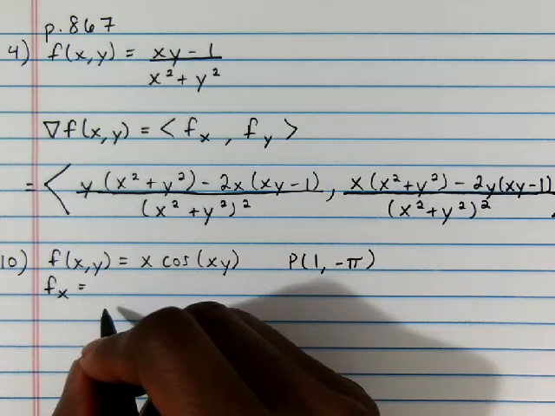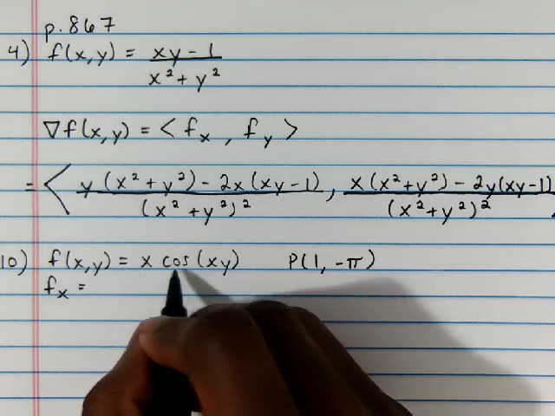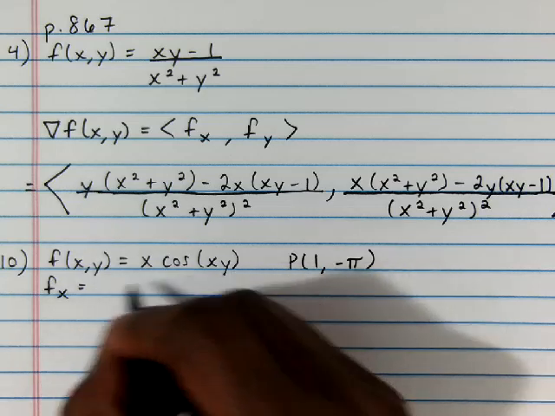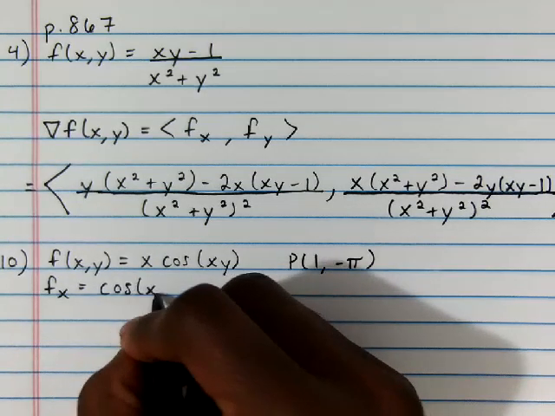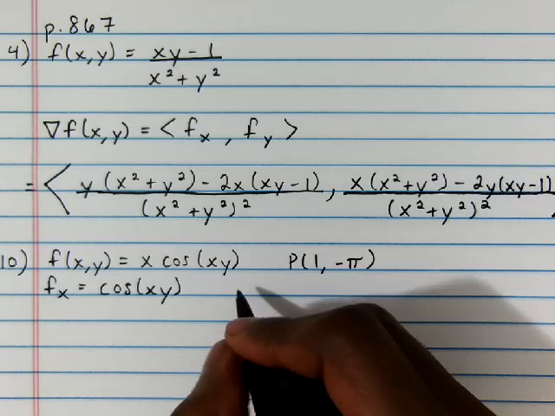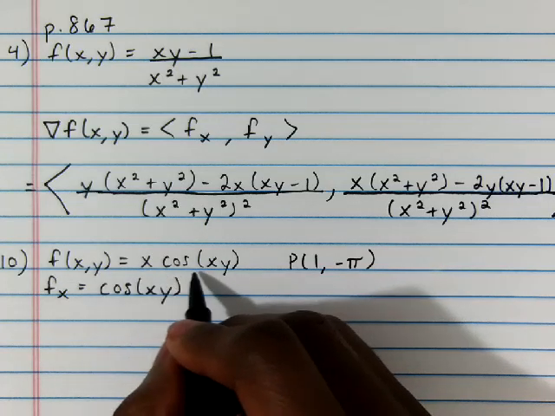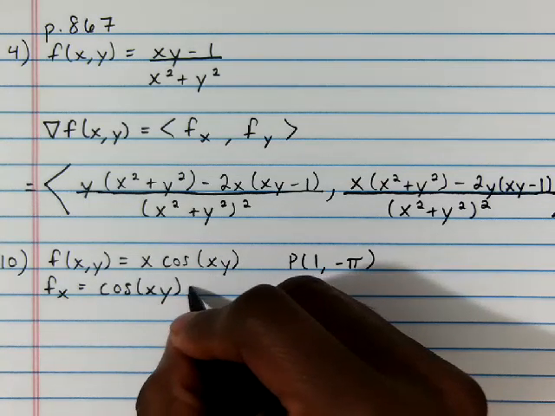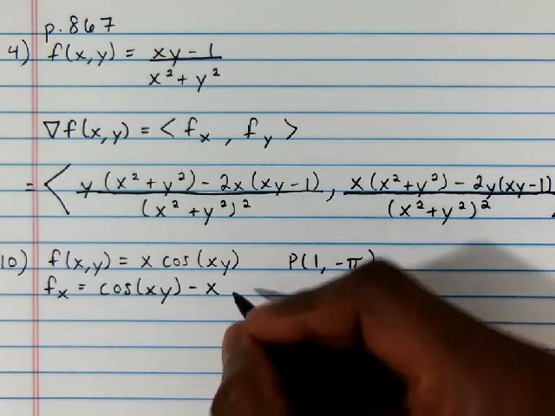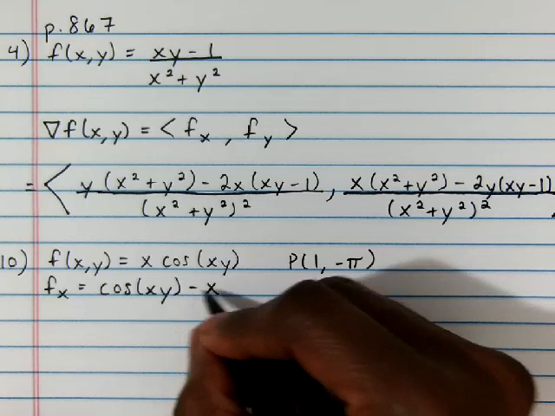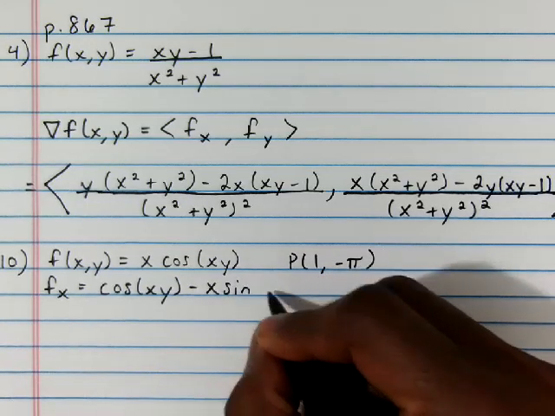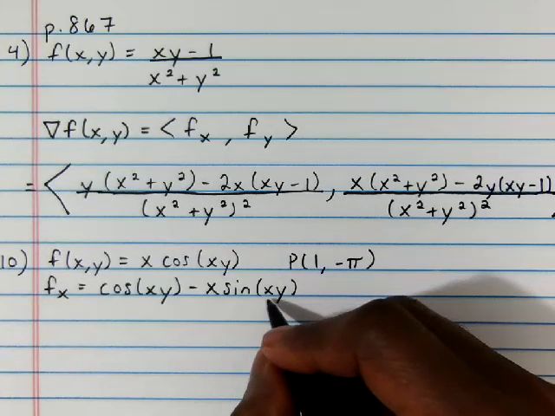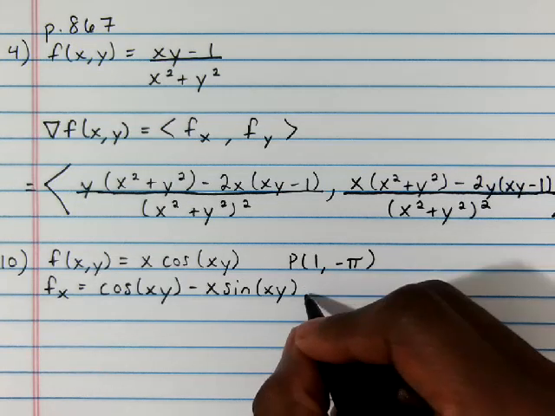So the partial of f with respect to x, here we have a function of x times another function of x. So the derivative of this with respect to x is 1 times that stays the same, which just gives us cosine of xy, then plus this part stays the same, and then the derivative of this with respect to x. So we're going to have minus x there, because the derivative of cosine is negative sine of xy, and then times the derivative of the inside with respect to x, which is just y. We're going to have another y out there.